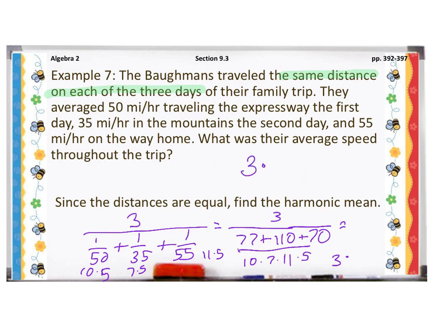3 times. Now, 77 plus 70 is 147. Plus 110 is 257. Times, the 257 is going to go on the denominator. The numerator is 70 times 11 times 5. So 70 times 55. I'm going to whip out my calculator because I'm not going to do that one in my head. 70 times 55, and I get 3,850.